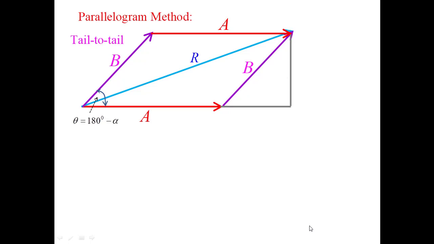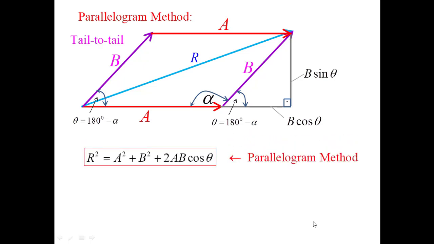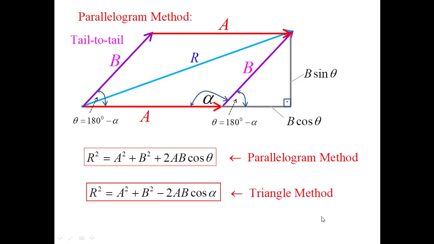In a similar way as we did before, we extend so that it forms 90 degrees there. And with the same mathematical procedure as we did before, we can easily show that r squared is a squared plus b squared plus twice of ab times the cosine of theta. In fact, the derivation is very similar to that of the triangle case. This is the parallelogram method, and r squared is a squared plus b squared minus twice of ab times cosine of alpha is for the triangle method of vector addition.